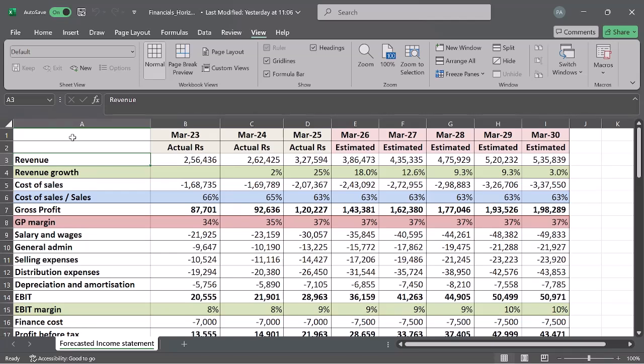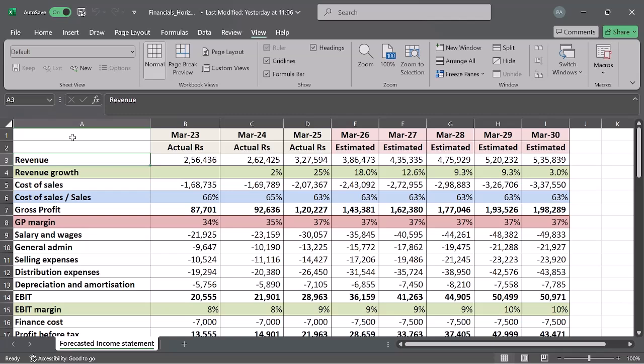So the last 3 years' numbers are given, how much the company has done in terms of its revenue and in terms of its expenses, top line and bottom line, all is given to you. Now, when we are going to value a company, we need to calculate the forecasted financials of the company, and then calculate the cash flows from the forecasted income statement.